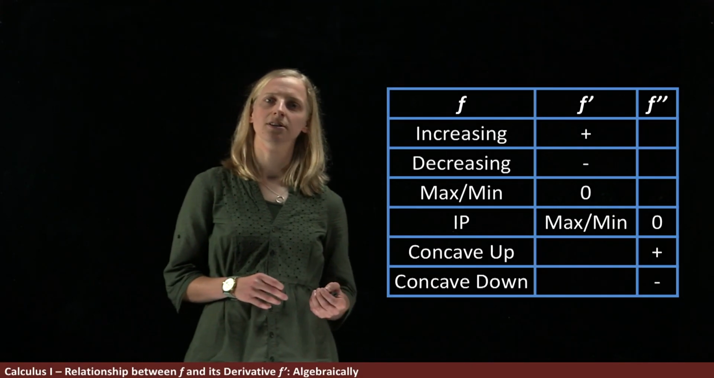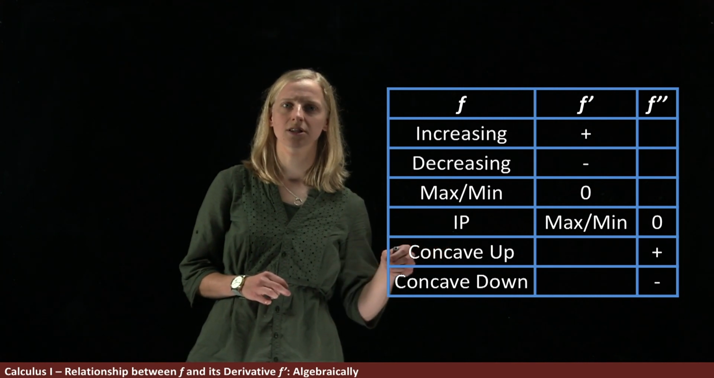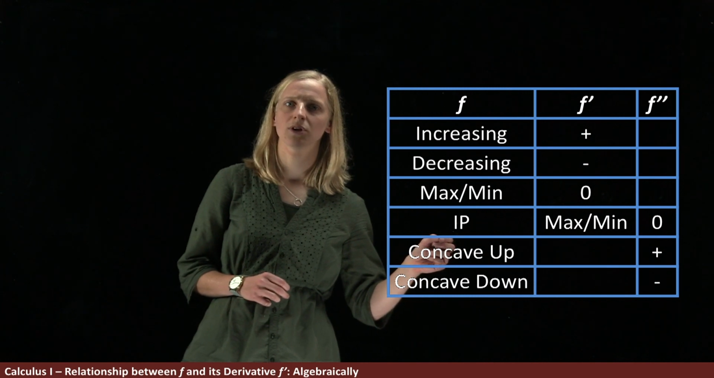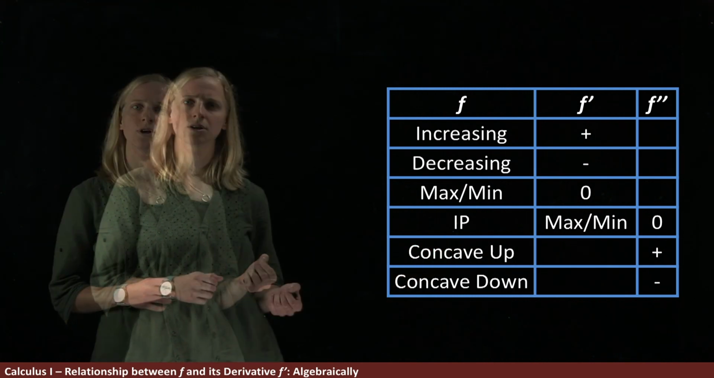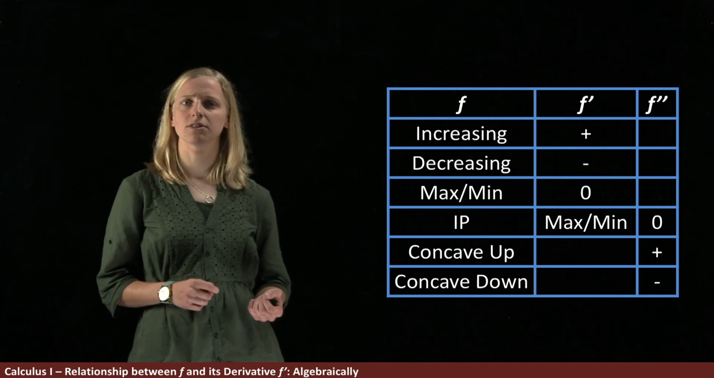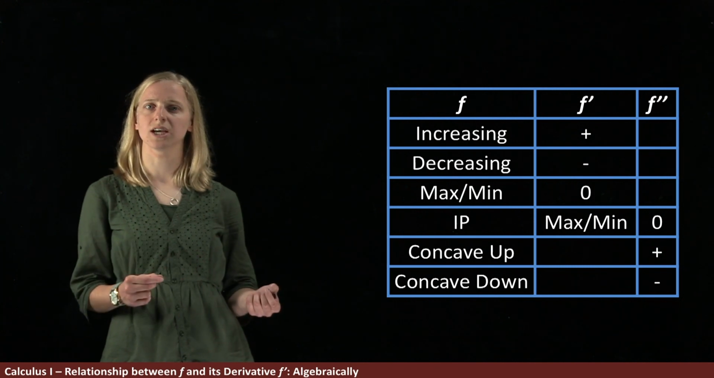When f is increasing, recall that the first derivative is positive. When f is decreasing, the first derivative is negative. When f has a max or a min, that means the first derivative is 0. But it's vice versa if the first derivative changes from negative to positive or positive to negative.